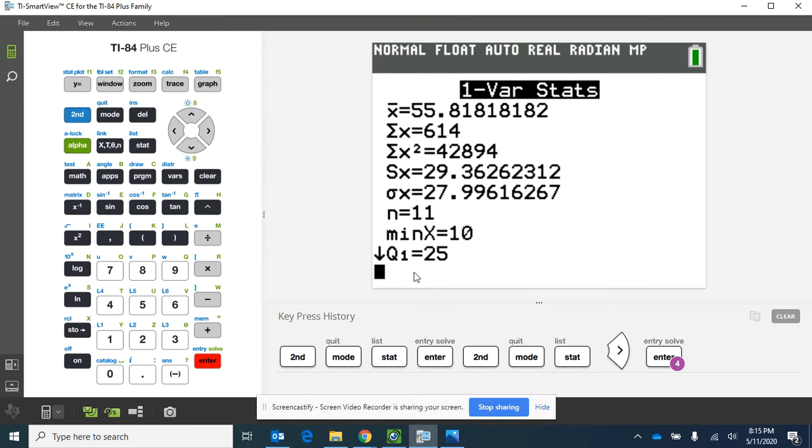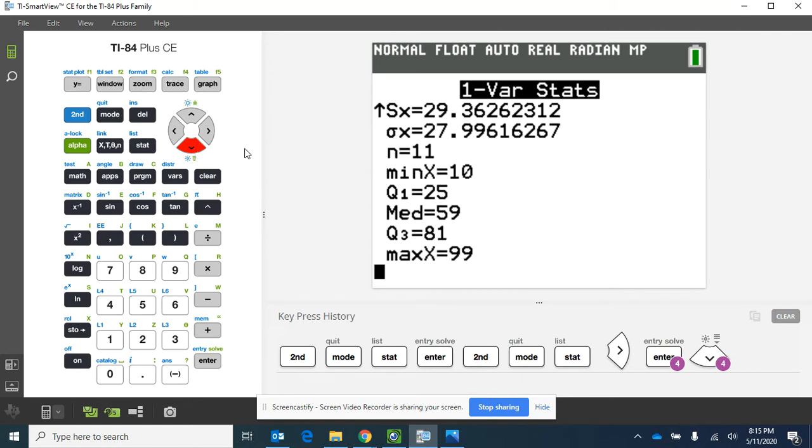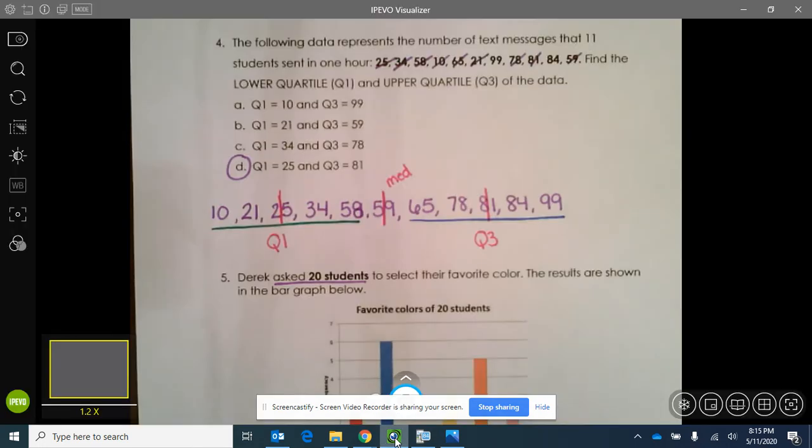And this whole list comes out when you hit enter 3 times. But if you scroll down, here are the numbers that you need. So here's your Q1, which is 25. Here's your median, and here's your Q3. So it's definitely a nice way to at least check your work if you're going to do this by hand.